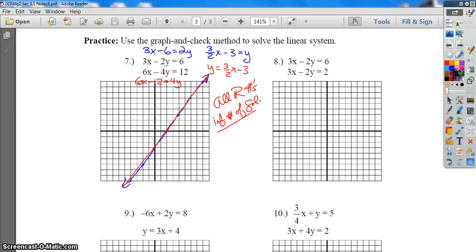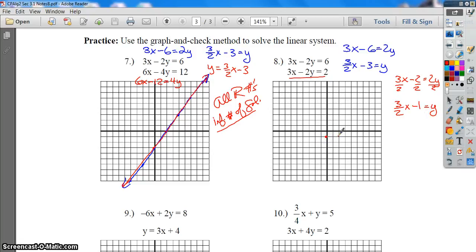Now, looking at this one here, I can see that basically they're the same thing, just equal to different things. I'm guessing this is no solution, but to show you here, I'll go through the steps. So this is 3/2x minus 3 equals y. Here comes the bottom one. So this will be 3x minus 2 equals 2y, divided by 2. So this is 3/2x minus 1 equals y.